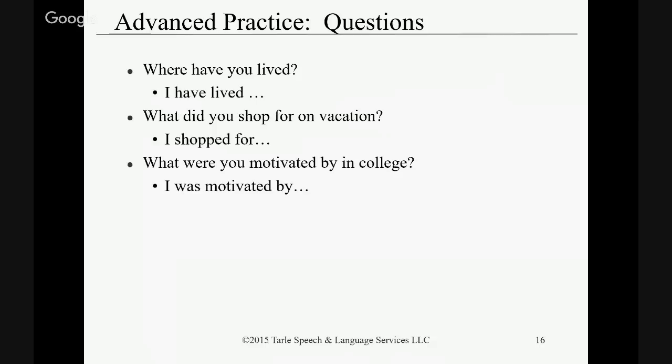What did you shop for on vacation? Now I'm going to answer the question and then you answer it any way that you want to. I shopped for a piece of art for my living room. Repeat the last question. What were you motivated by in college? Now answer the question. I'll go first. I was motivated by graduating so that I could make money.